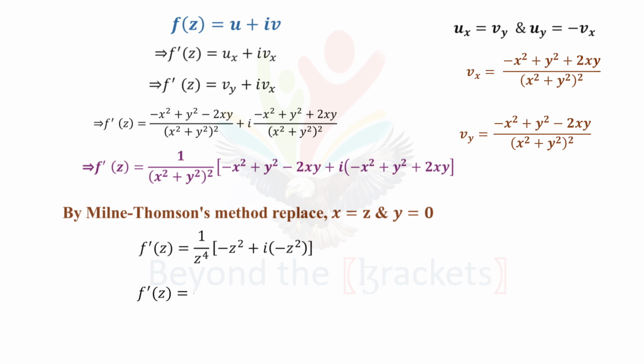That's the value of f dash of z. To get the value of f of z, integrate this with respect to z. So we get 1 plus i will be constant. Integration of minus 1 by z square will be 1 by z plus c.